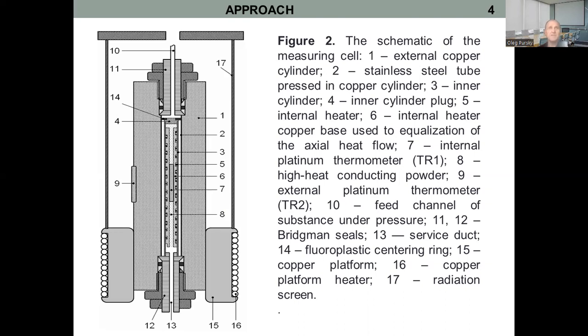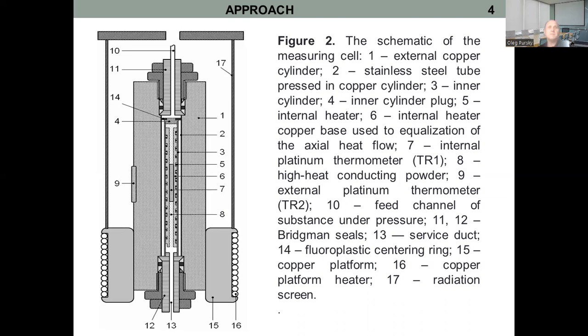In this installation, a platinum resistance thermometer with sensitivity to temperature change of 0.0005 Kelvin is used to measure temperature and temperature gradient. The accuracy of maintaining a constant temperature of the measuring cell is no worse than 0.005 Kelvin per hour. The measurement error of the liquid's thermal conductivity coefficient does not exceed 3%.